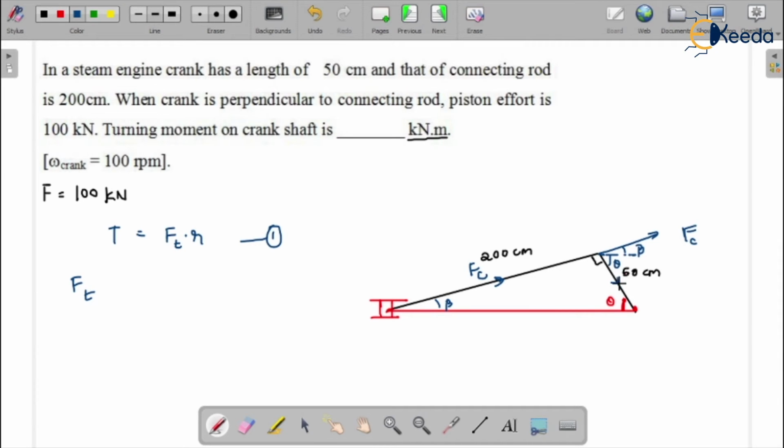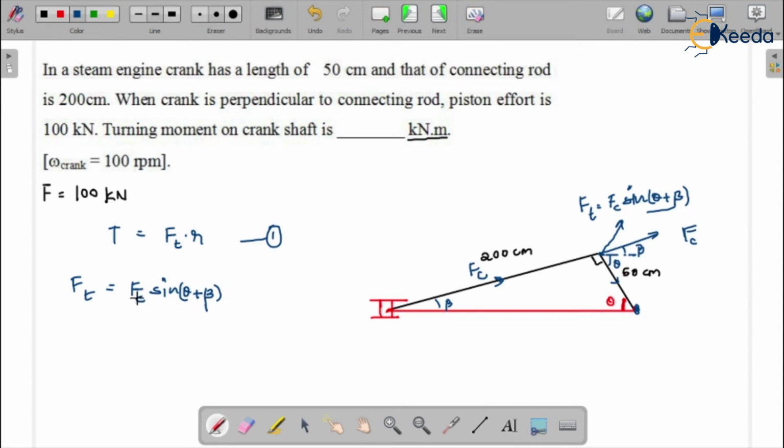So this would be Fc cos theta plus beta, and another component that would be perpendicular to the crank, this would be Fc sin theta plus beta. This is the tangential force on the crankshaft bearing. Okay, this is our crankshaft and this is the crankshaft bearing. So this is the tangential force that is denoted as Ft. So Ft is equal to Fc sin theta plus beta.